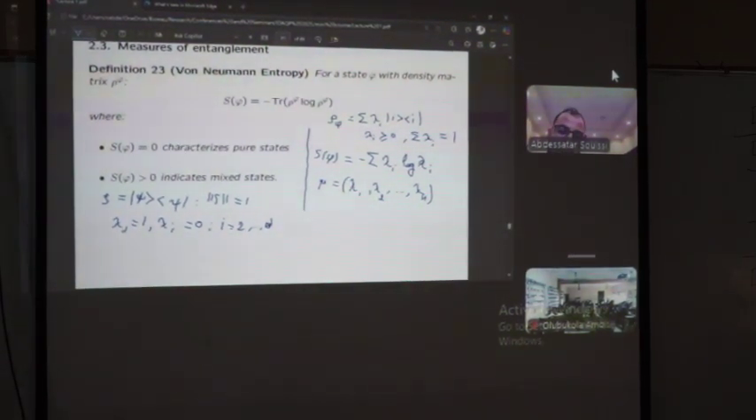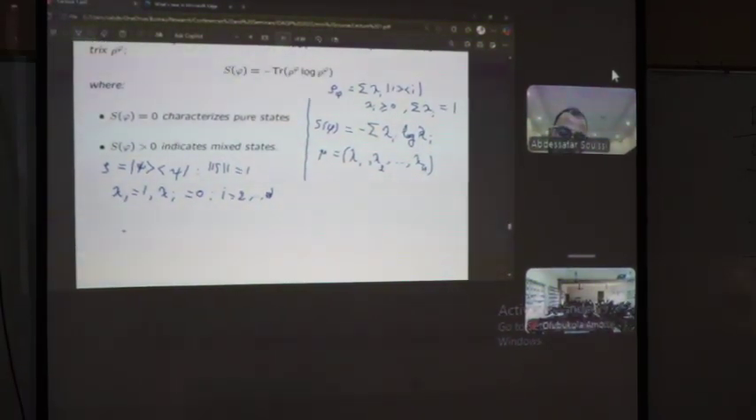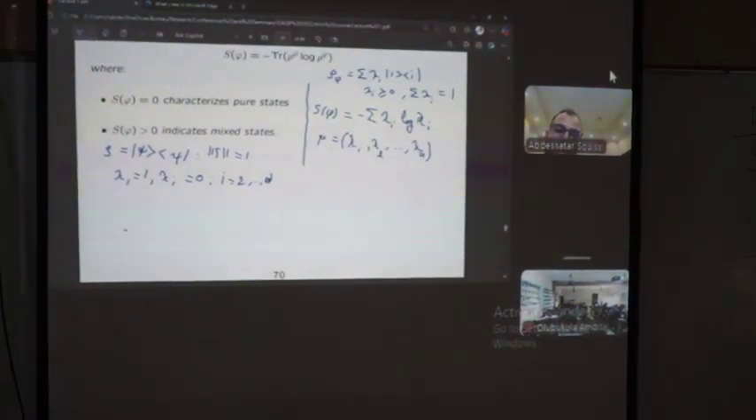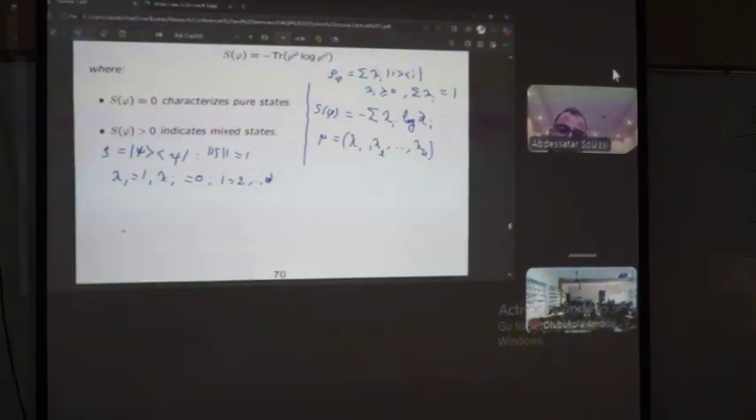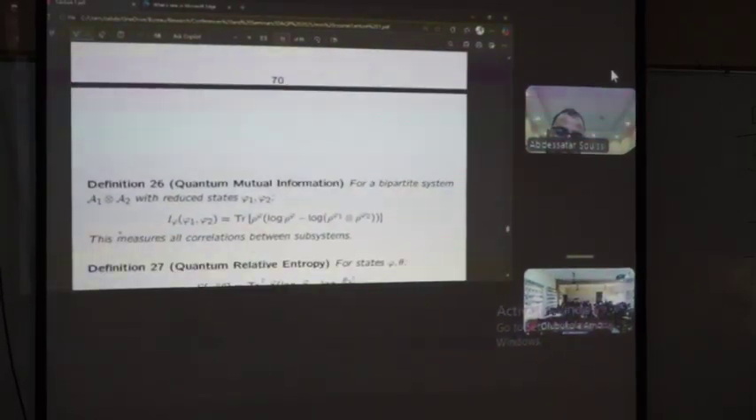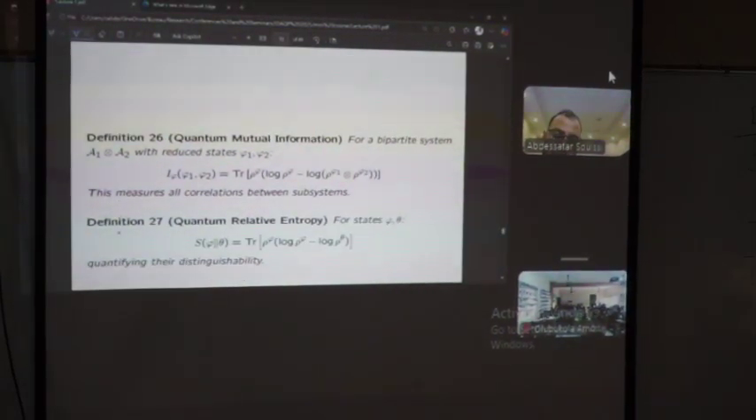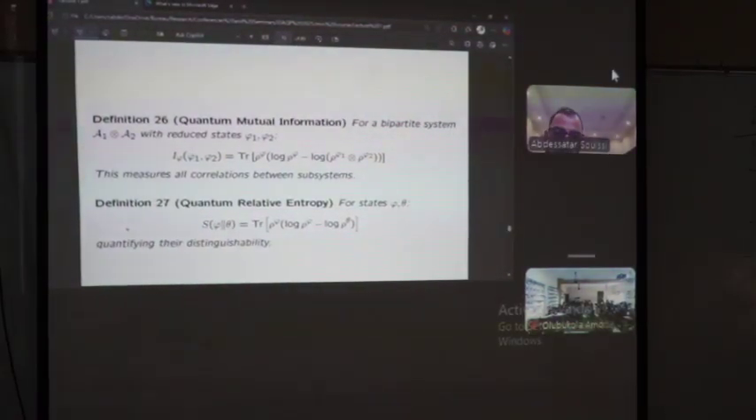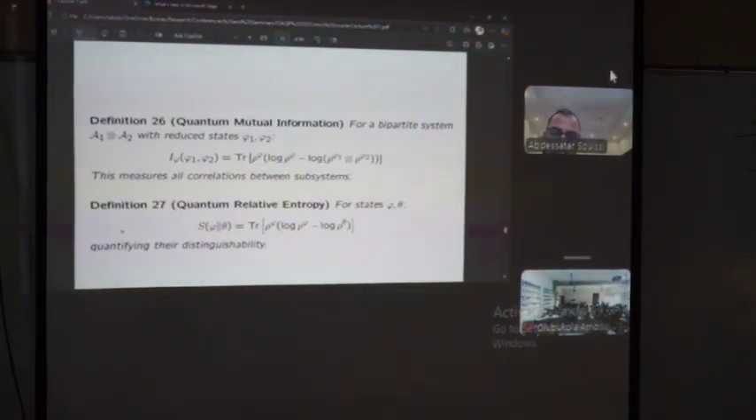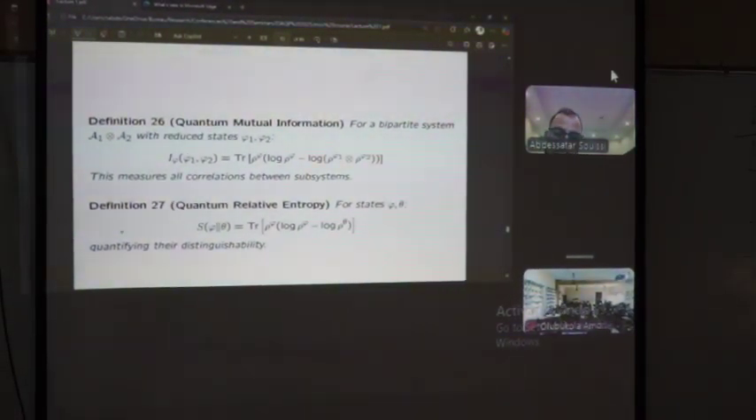If it's strictly positive, then the state is mixed. But if you want to have more information about the internal structure of pure states, monomial entropy is used. There are also some other measures of entanglement, such as the quantum mutual information, for a bipartite system.